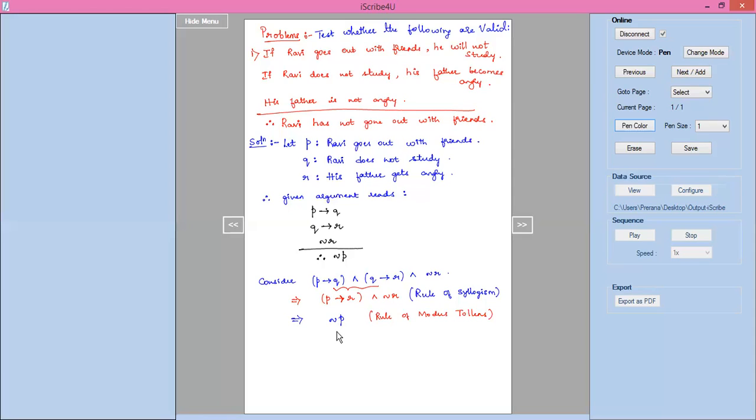So therefore, we have arrived at the requirement which is negation P. That is why we can conclude the given argument is valid. I'll just write down the conclusion. Thus, the given argument is valid.